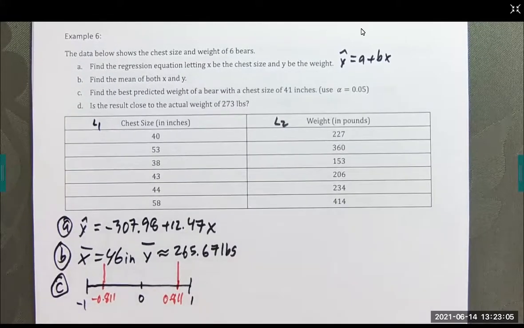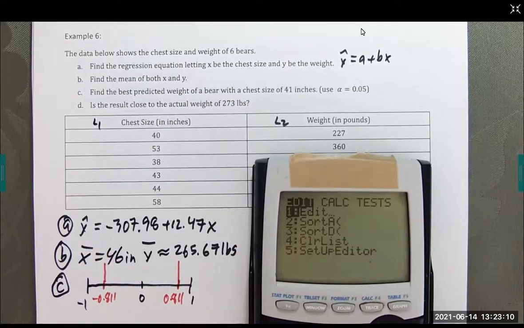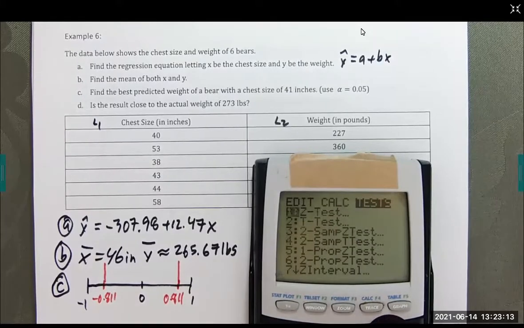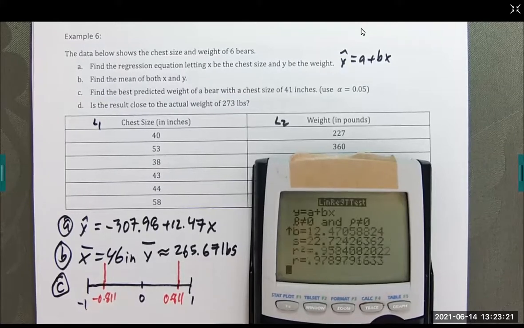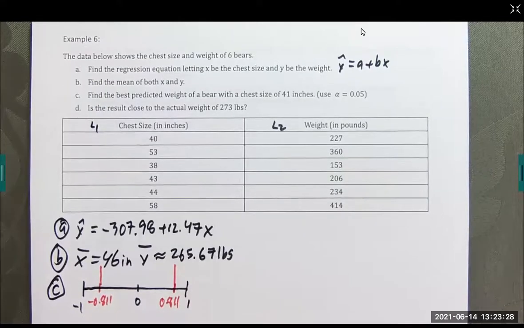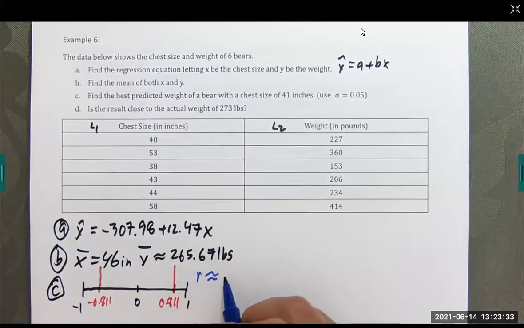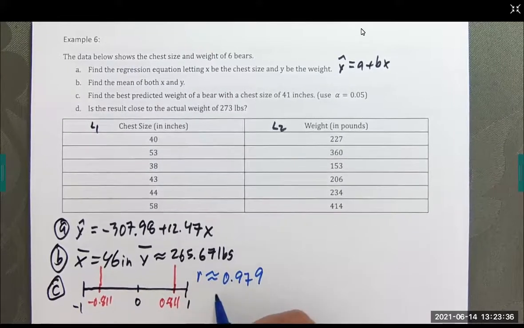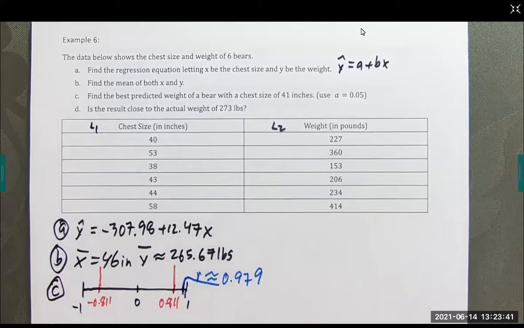So let's run and see what our linear correlation coefficient is. Oops, let's go up. There we go. List 1, list 2, good to go. What is our R? 0.979. R is about 0.98, which is about right there. So there is a linear correlation.